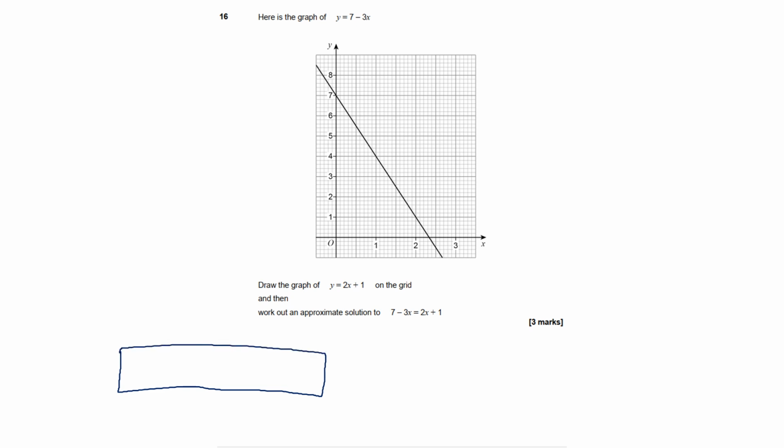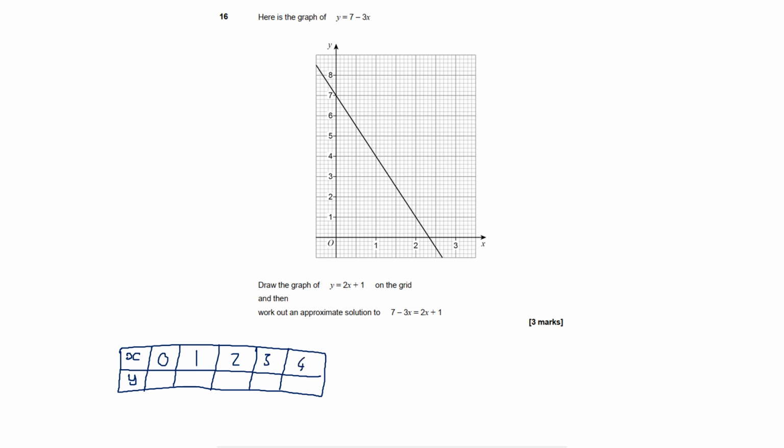Again, try and draw a better box than me. So we've got x and we've got y. This box is going to look quite horrible actually, but let's just do it. You'll have to forgive my handwriting. So we'll put in some x values: 0, 1, 2, 3, 4.